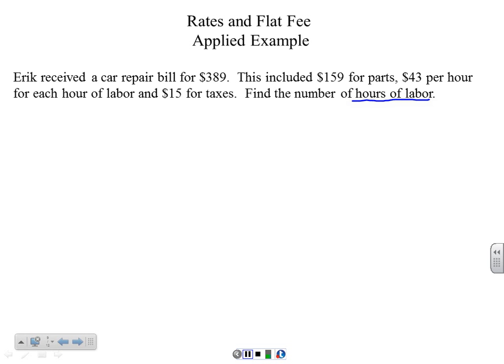So his total bill is $389. Now, in that $389, it had $159 for parts, plus $43 per hour, and we already said the hour is what we're looking for, the number of hours that he worked, plus $15 in taxes. So there's our equation. If you add all three of these components together, you're going to get $389. Well, the only thing that we don't know is how many hours he worked, and that's going to be our x. So the first thing we're going to do in order to solve this equation is combine like terms.